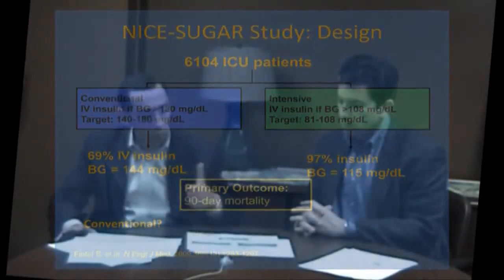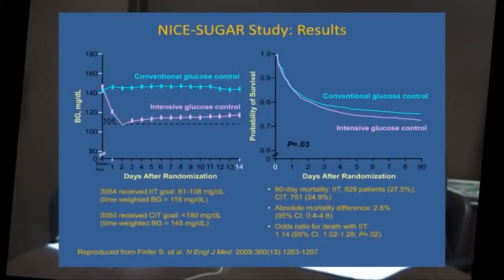So the field has moved quite a bit between the first Leuven study in 2001 and NICE-SUGAR in 2009. And that's a very important point. What NICE-SUGAR compared was aggressive glucose control versus moderate glucose control, whereas in the original Leuven study, it was aggressive glucose control versus doing pretty much nothing or very little. And what NICE-SUGAR showed was, in fact, survival was better in patients who received a moderate degree of glucose control, or more conservative glucose control, compared to very aggressive glucose control.